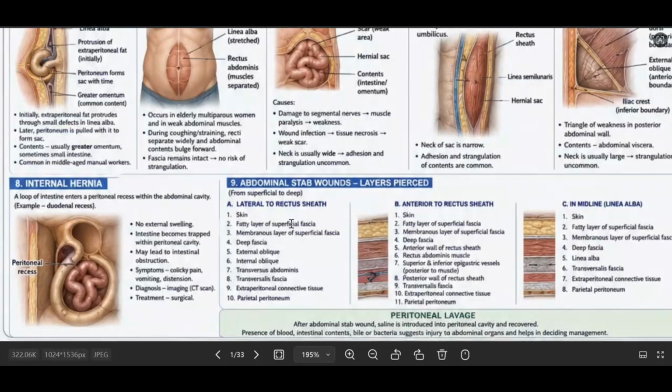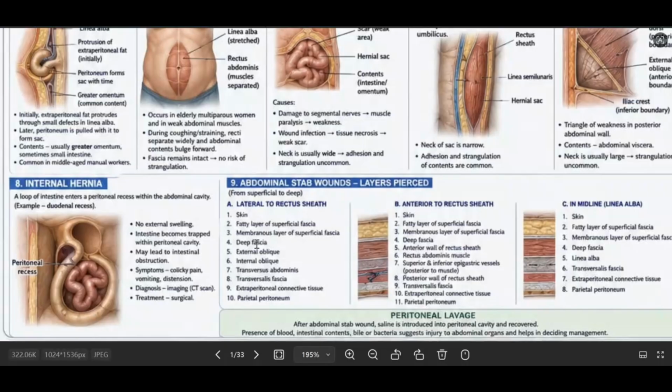What happens if the stab wound is lateral to the rectus sheath? From superficial to deep we are going to move. What is the first layer? Initially the skin, then the fatty layer of the superficial fascia, called Camper's fascia, if you remember. Then the third layer pierced is the membranous layer of the superficial fascia, because the superficial fascia divides into two layers, the fatty layer and the membranous layer, and the membranous layer is called Scarpa's fascia.